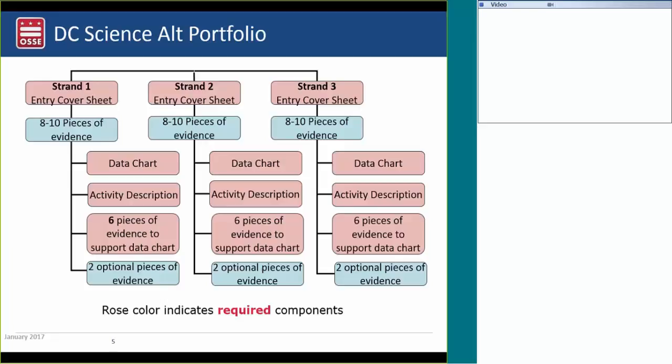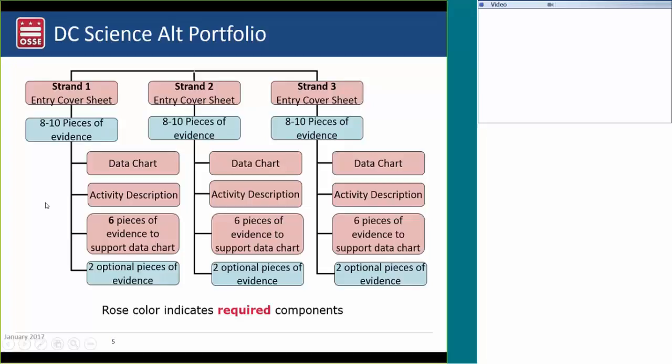two, an activity description sheet, three through eight, are six pieces of student work evidence that support the data chart, plus two pieces of optional evidence, making a total of 10 possible pieces of evidence. Now, that's why it says up above 8 to 10 pieces of evidence, because eight is the minimum requirement, 10 is the maximum allowable.